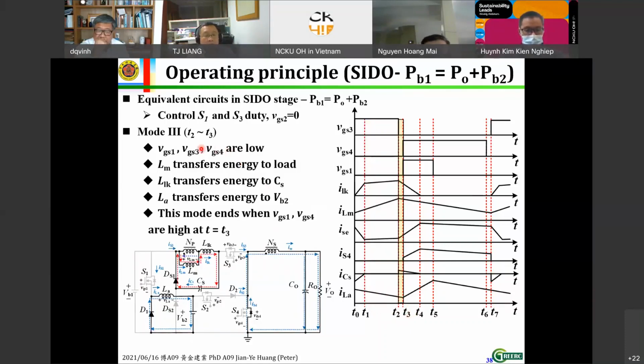In mode 3, VGS1, VGS3, VGS4 are low. The LM will transfer energy to load through the coupled inductor, so the anti-parallel diode of switch S4 will turn on. The LK will release energy to CS, and the LA continue to release energy to battery. This mode ends when the VGS1 and VGS4 are high at T equal to T3.